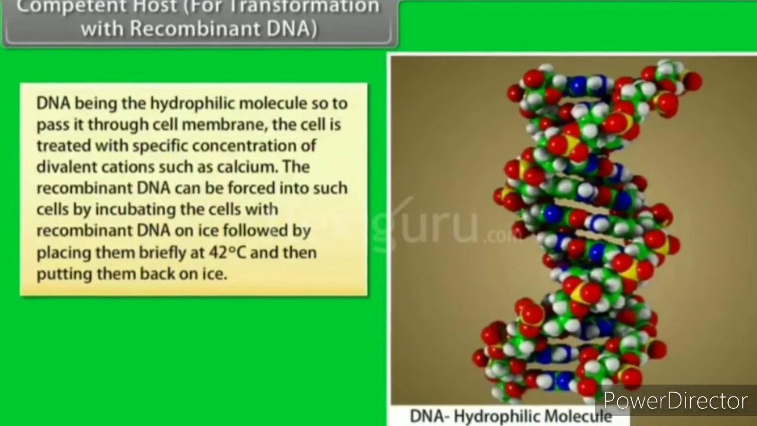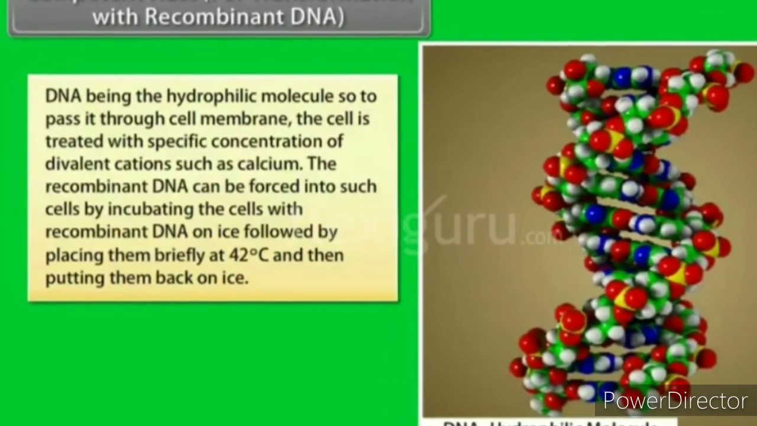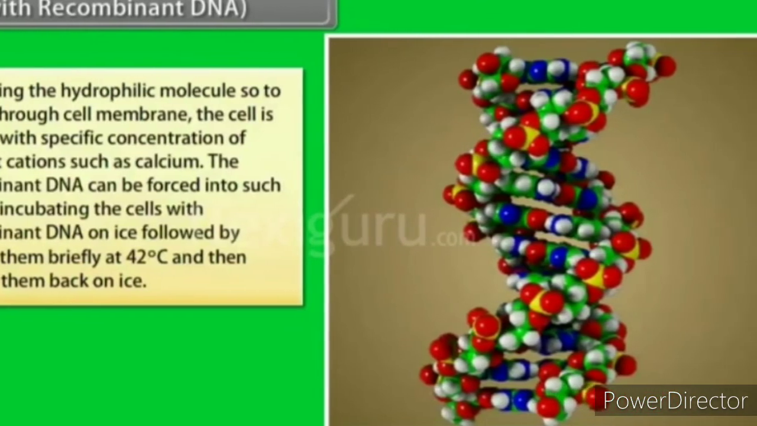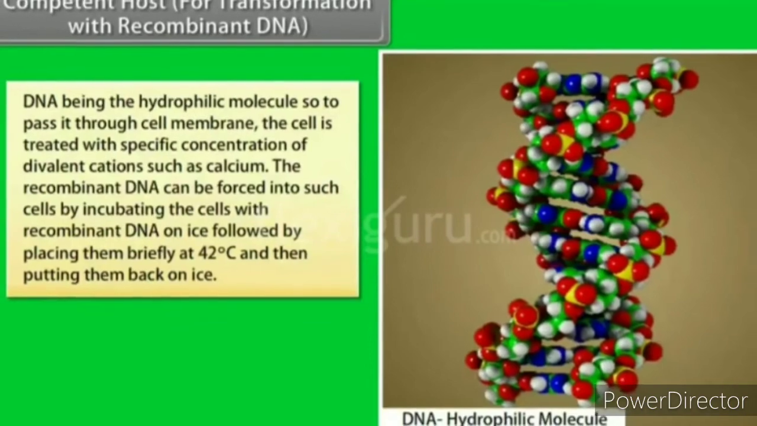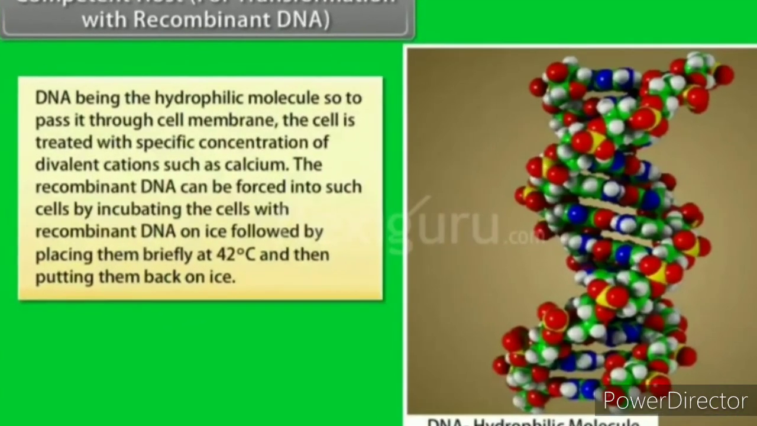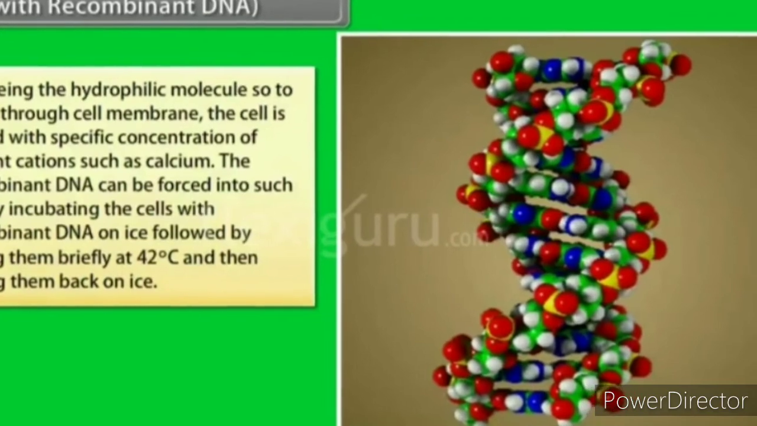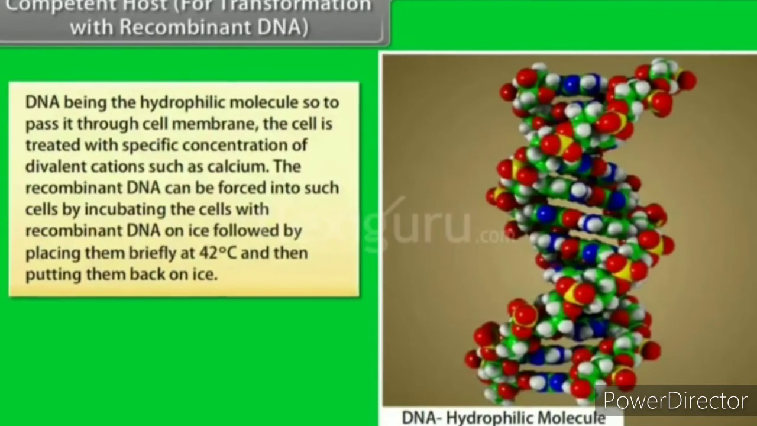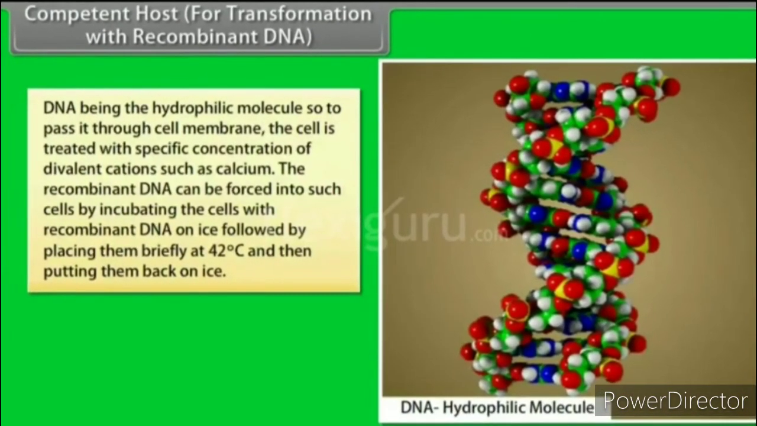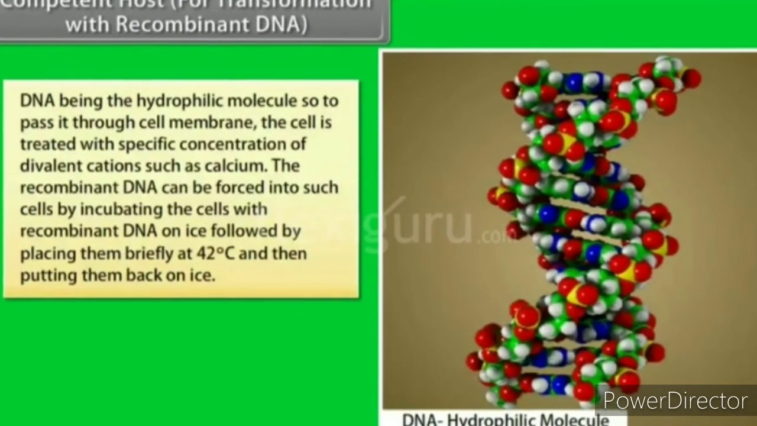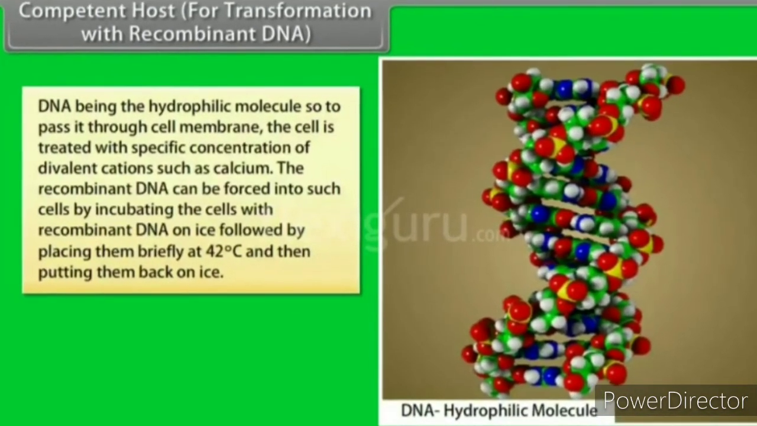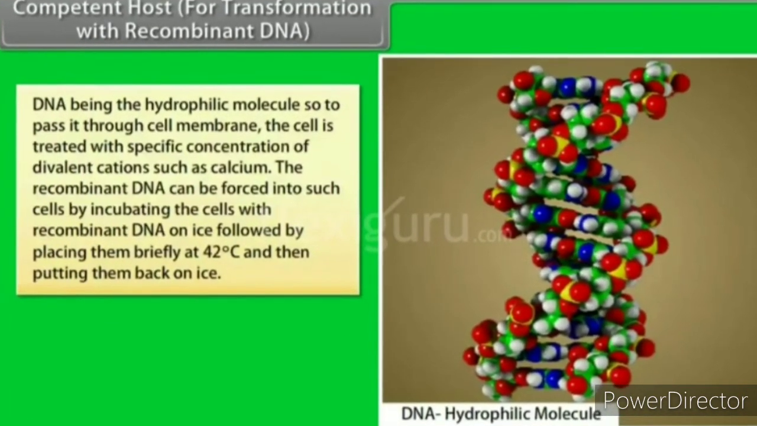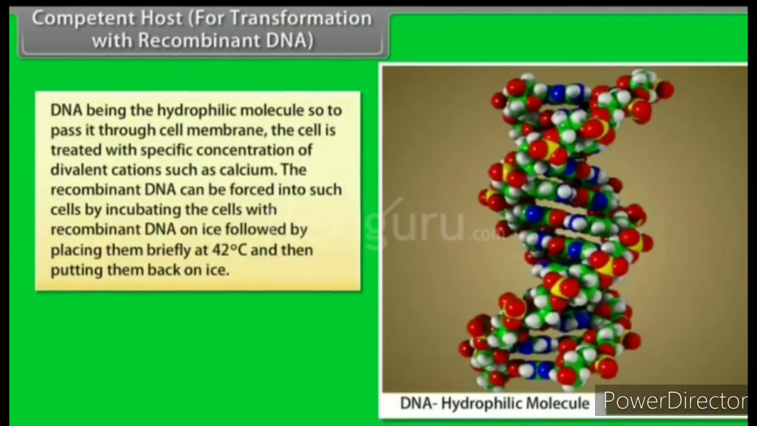Now let's see how the transformation takes place in the host cell. DNA is a hydrophilic molecule, so to pass it through the cell membrane, the bacterial cells are treated with a specific concentration of a divalent cation such as calcium. Recombinant DNA can be forced into such cells by incubating the cells with recombinant DNA on ice, followed by placing them briefly at 42 degrees centigrade and then putting them back on ice. This enables bacteria to take up the recombinant DNA.